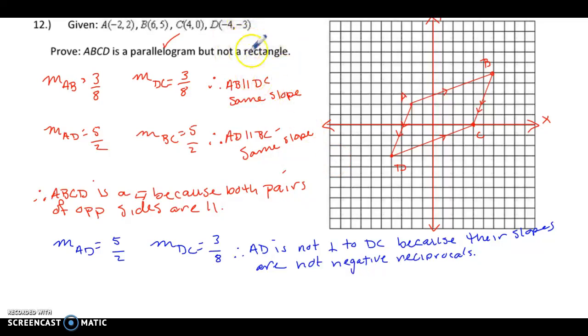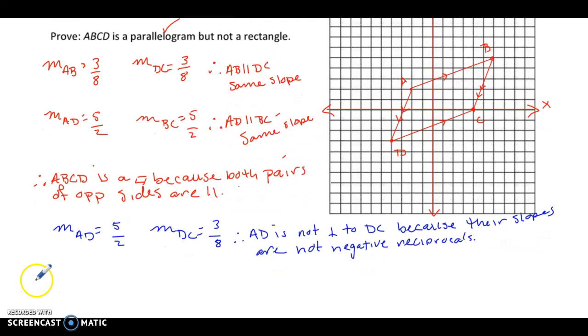So our last thing that we have to do is write this in a conclusion and say why we know what we know. So our last statement: ABCD is not a rectangle.